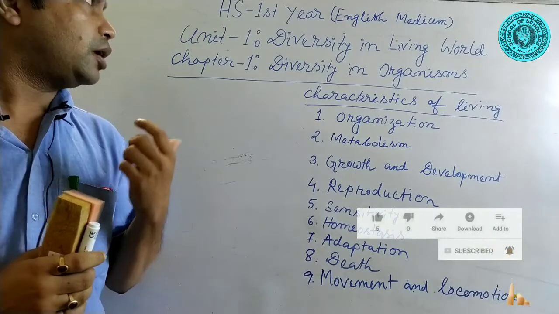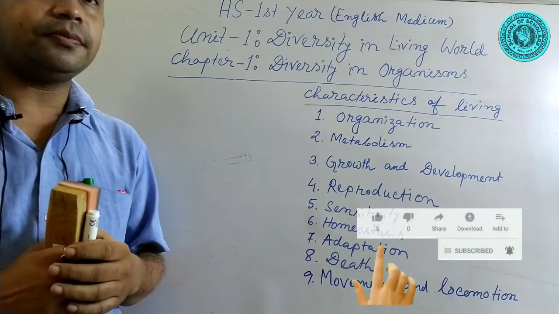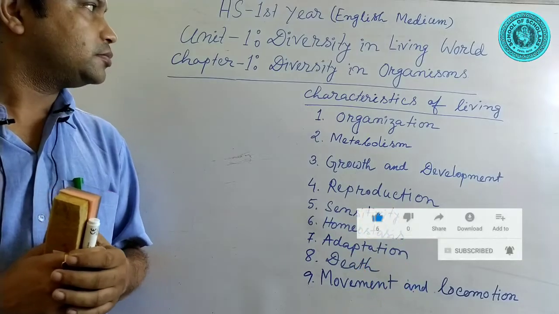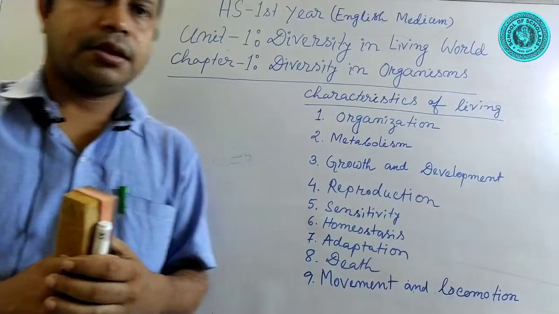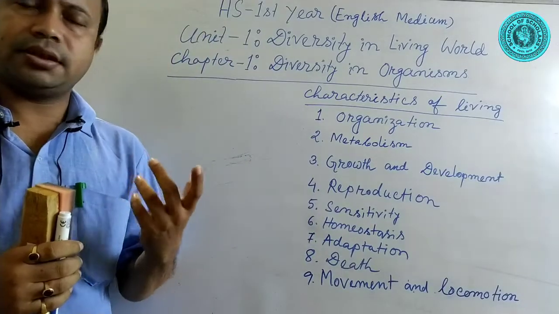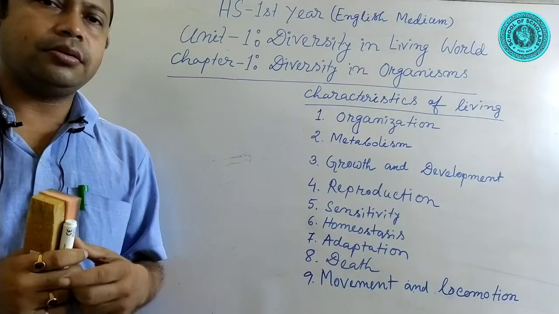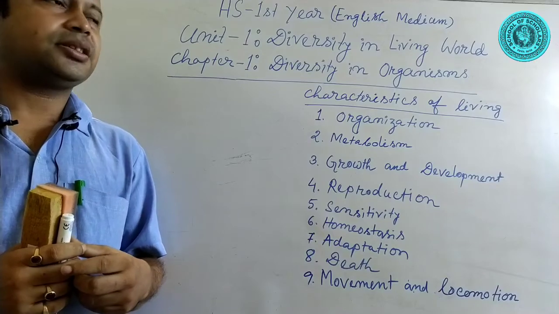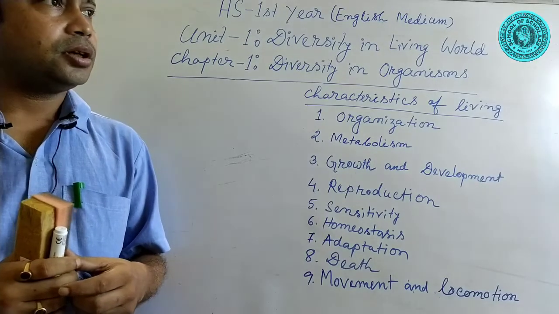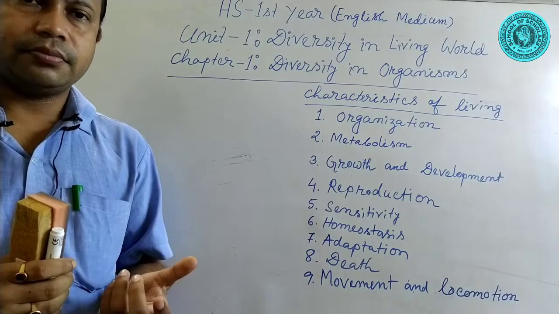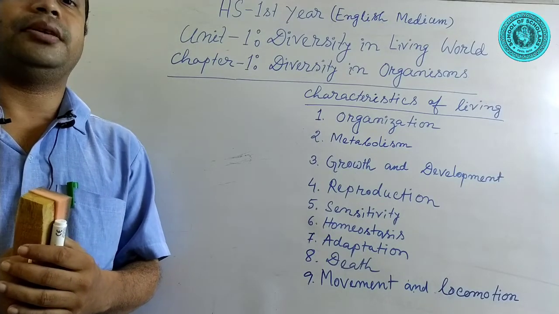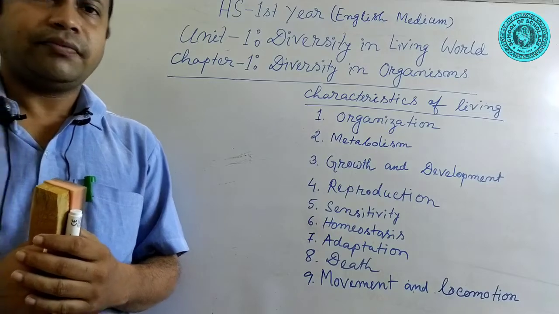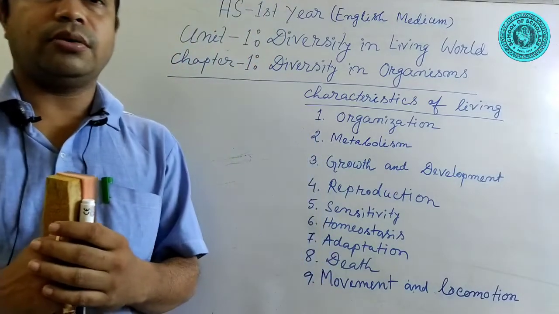The unit number 1, diversity in living world. The first chapter is diversity in organisms. In this lecture I will discuss about life, living and characteristics of living. At first we have to know about life.